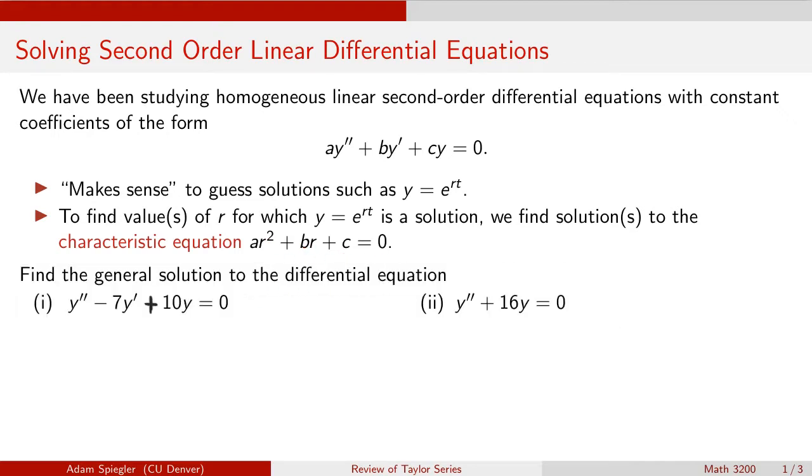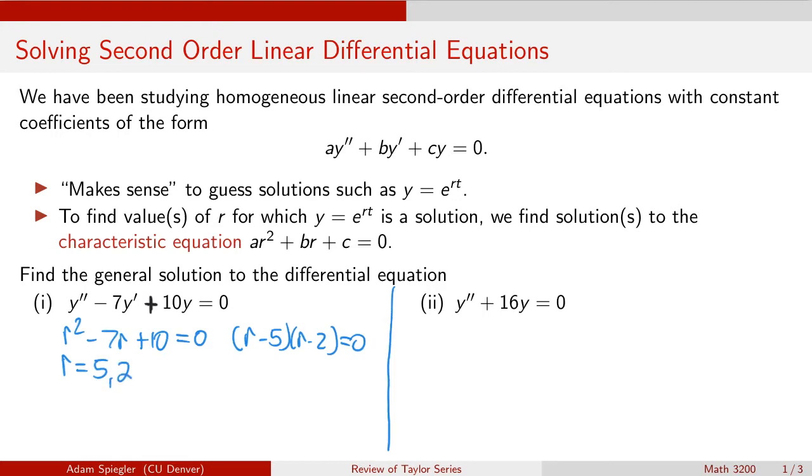So let's consider the following example: y double prime minus 7y prime plus 10y is equal to 0. If we want to solve this differential equation, then the corresponding characteristic equation would be r squared minus 7r plus 10 is equal to 0. And this we can factor into (r minus 5) times (r minus 2) is equal to 0. So we have two roots to the characteristic equation. They are both real, that is 5 and 2.